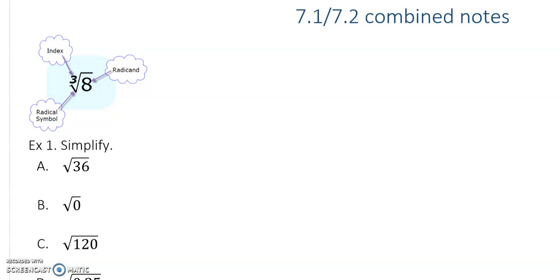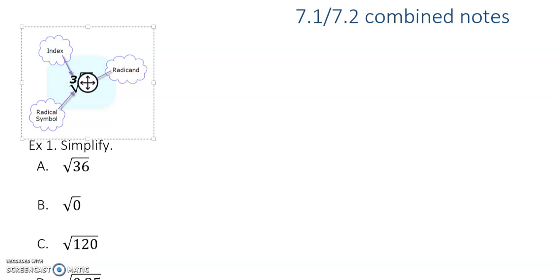All right, so here we're going to talk about simplifying radicals, and I am combining two sections, 7.1 and 7.2. So let's start with talking about what everything means in the radical. The index would be that 3, whatever that little number is in front of the radical. The radical symbol is the symbol in between the 3 and the 8, and what's inside the radical, we call the radicand.